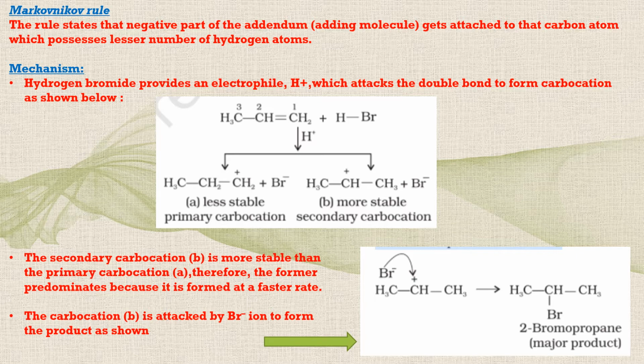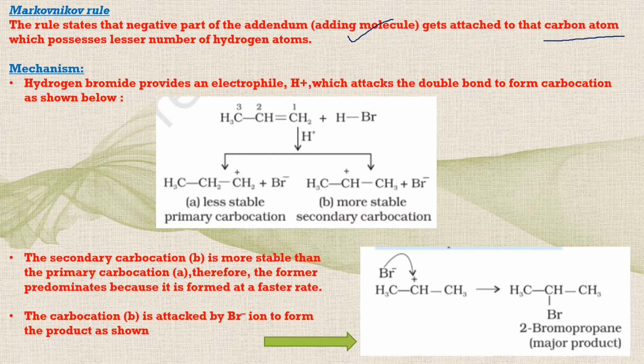So the Markovnikov's rule, I told you the statement already. It says that the negative part of the addendum, adding a molecule, gets attached to that carbon atom which possesses lesser number of hydrogen atoms. So just remember that the carbon atoms that you have to see are those which are involved in a double bond because addition will take place there only. And now the most important part, the mechanism.